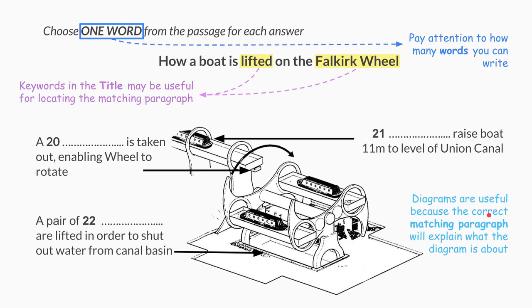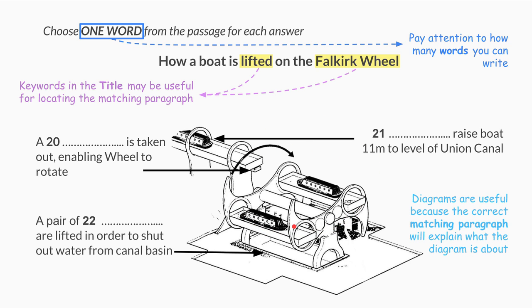Diagrams are useful because they can help you to identify the correct matching paragraph for 2 reasons. 1, because they can have titles that can help you to locate that paragraph. Also, you might just look at the diagram and oftentimes the diagram itself can reveal enough information to tell you which paragraph is going to contain the answers for the diagram that you have.